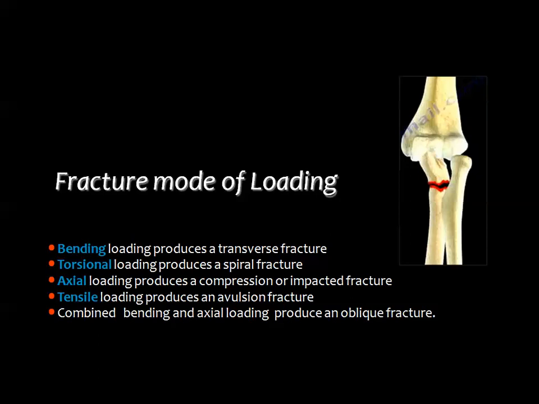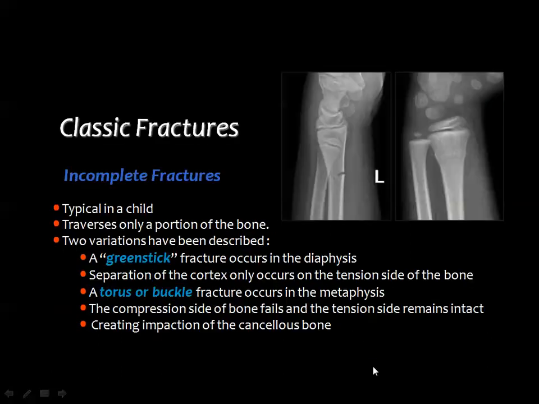And fractures occur according to the type or the mode of loading injury. Like bending loading will produce transverse fracture. Torsional loading will produce spiral fracture. Axial load will produce compression or impacted fracture. Tensile loading will produce an avulsion fracture. The combination of two or more fracture modes or fracture forces will produce a different pattern of fracture lines.